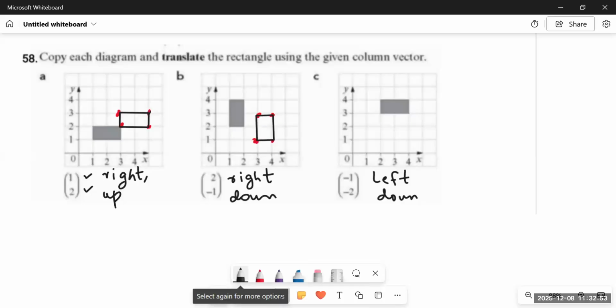That's it. Right. Next, we have -1 comma -2, which means we have to go 1 square to the left and 2 down. Here comes the first one. 1 square to the left, 2 down. Here's the second one. Then 1 square to the left, 2 down. Here's the third one and the fourth one. That's how we translate the figures. Okay. And here's the translation completed.